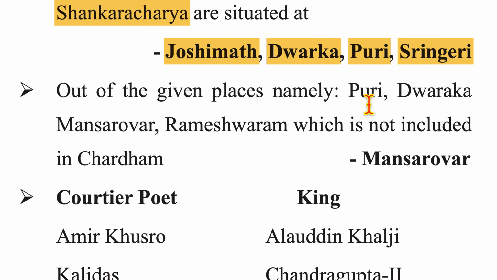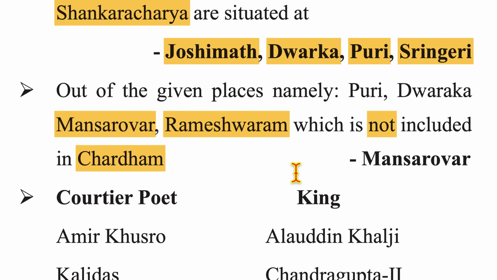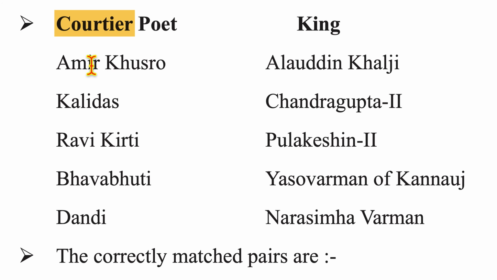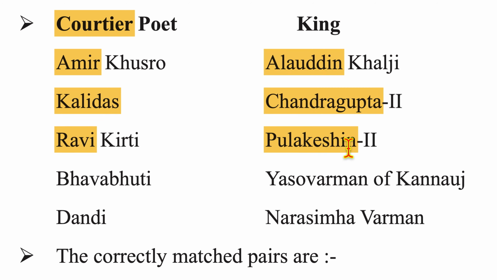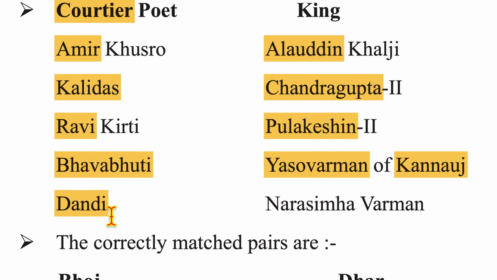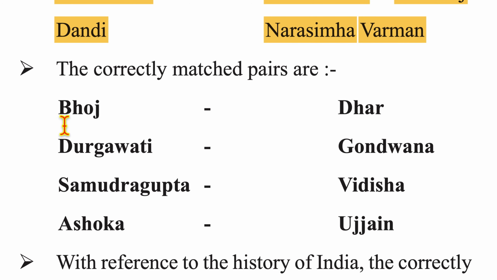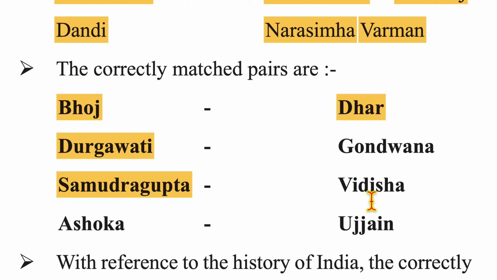Out of the given places, namely Puri, Dwarka, Mansarovar, Rameshwaram, which is not included in Chardham? Answer is Mansarovar. Now, the courtier poets and the king associated: Amir Khusro, Alauddin Khilji; Kalidas, Chandragupta II; Ravi Kirti, Pulkeshin II; Bhavabhuti, Yashovarman of Kannauj; Dandi, Narsimha Varman. Now, the correctly matched pairs are Bhoj, Dhar; Durgavati, Gondwana; Samudragupta, Vidisha; Ashok, Ujjain.